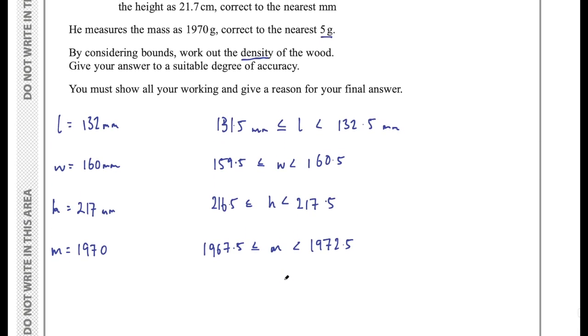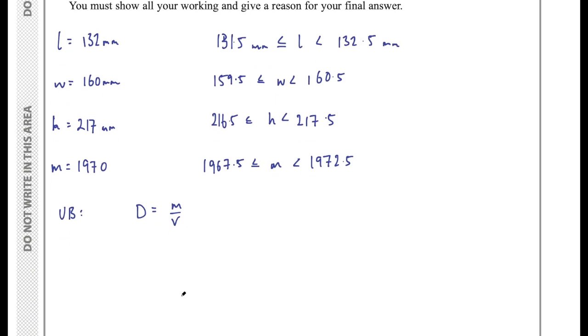Now we need to know how to calculate the density. The density is the mass divided by the volume, the weight divided by how much space it takes up. And to get the upper bound for the density, we're going to do the largest possible mass divided by the smallest volume, right? That's going to give you your largest possible density here. So the largest mass, the upper bound of the mass is 1972.5.